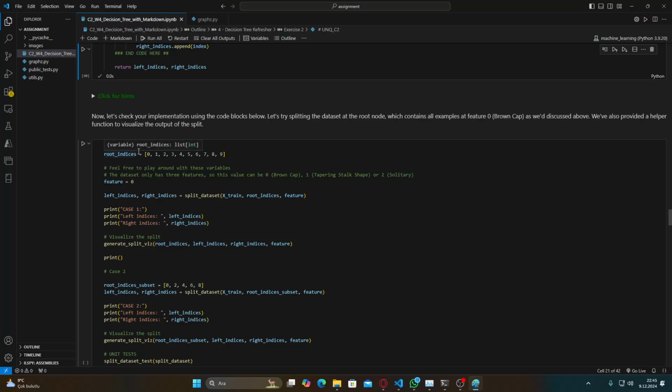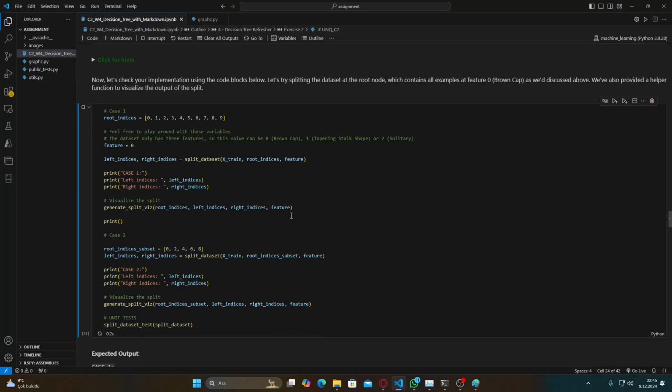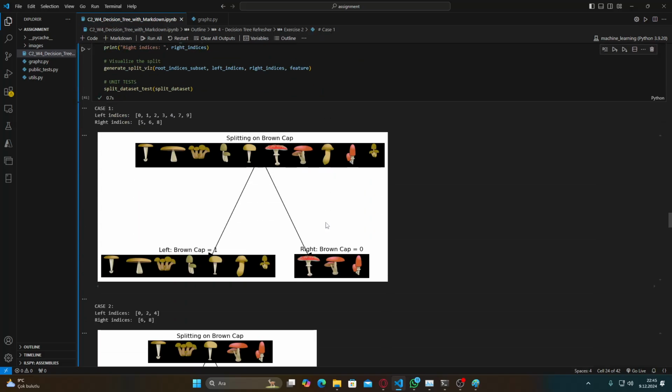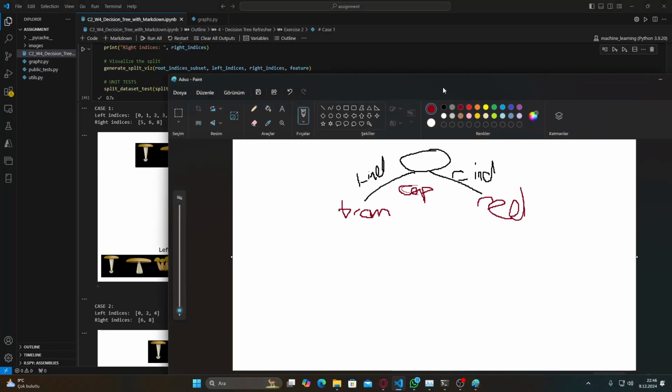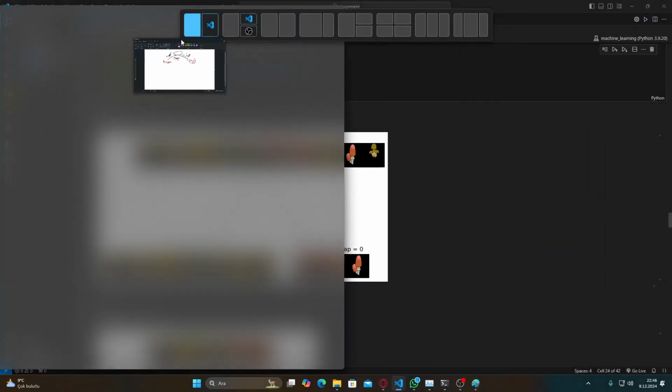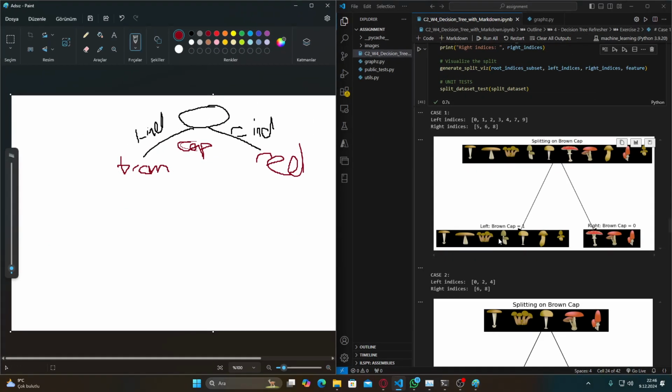Now let's check the implementation using the code below. Let's split the dataset at the root node, which contains all examples, at feature 0, as we discussed. We have also provided a helper function to visualize the output of the split. I'm running this one. Yep, as I said, this graph shows the same thing for us. Brown is on the left side and red on the right side.